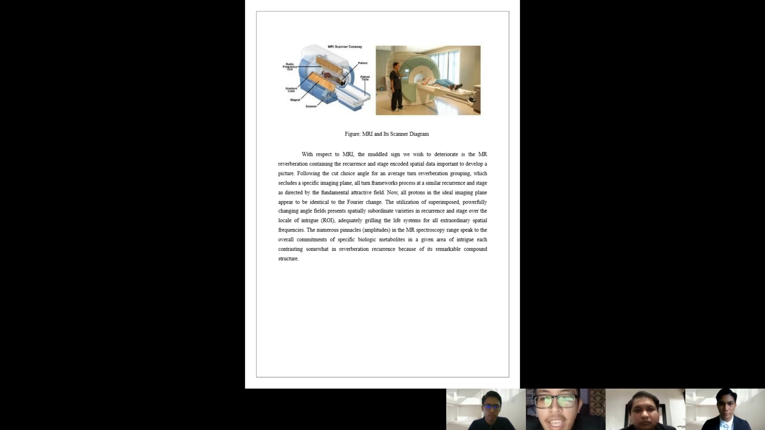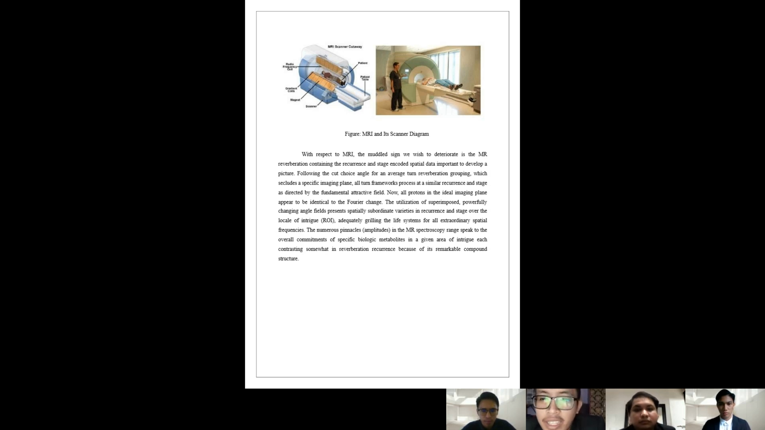Okay, so this one is the picture of the MRI and the MRI scanner diagram. With respect to the MRI, the model signal we wish to write is the MR revelation containing the recurrence and stage encoded spatial data important to develop a picture. Following the choice of angle for the revelation grouping, which includes a specific imaging plane, all turn frameworks process at the similar recurrence and stage as directed by the fundamental attractive field.